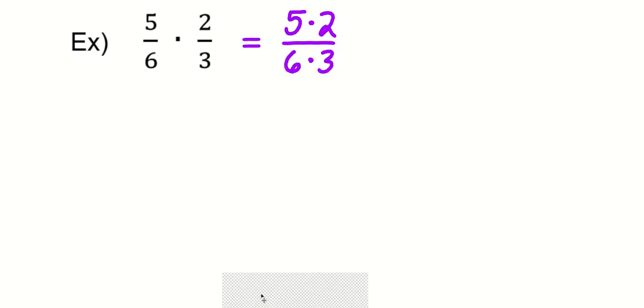All right, so check it out. 5/6 times 2/3. We don't need the denominators to match, so multiply across. 5 times 2 is 10, and 6 times 3 is 18. Talk about writing out your work, baby steps. I did not expect that.